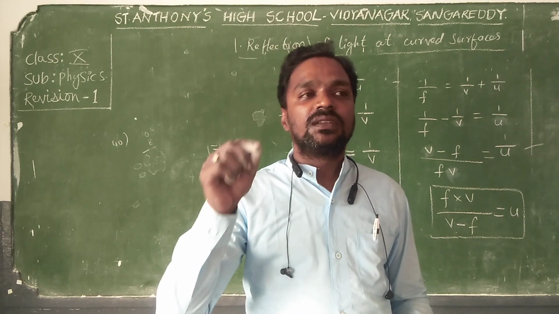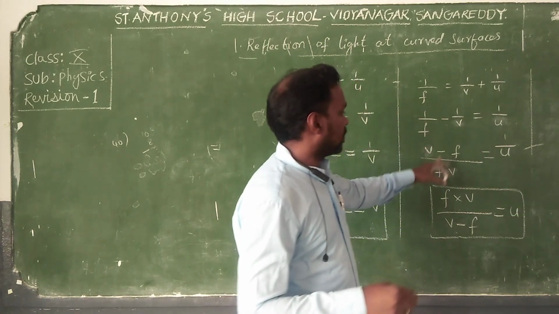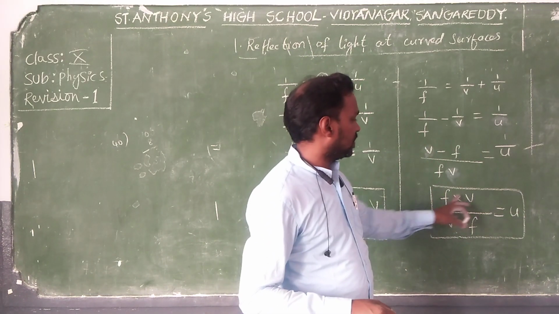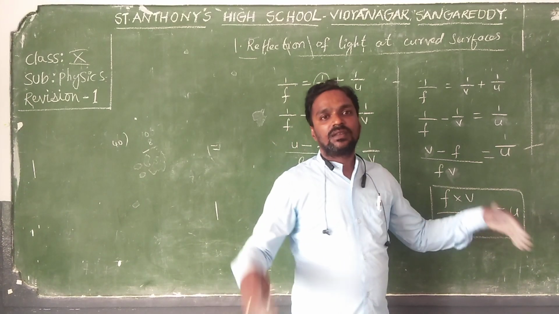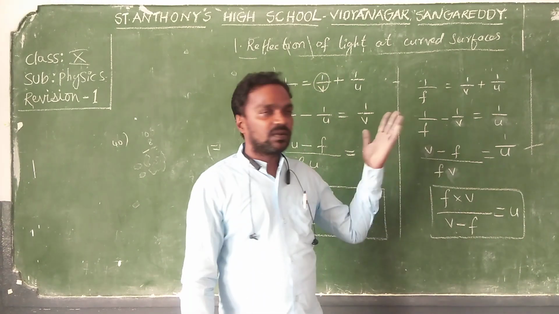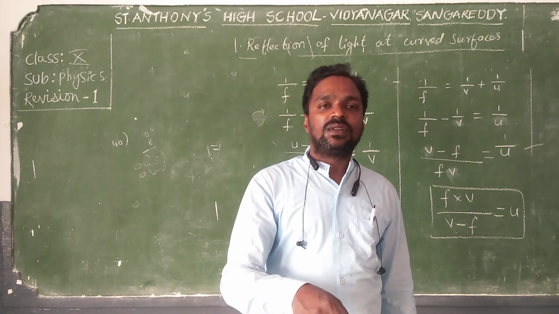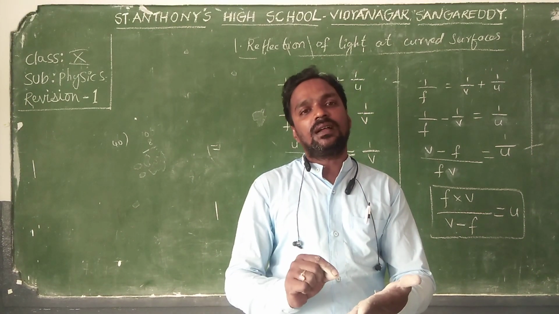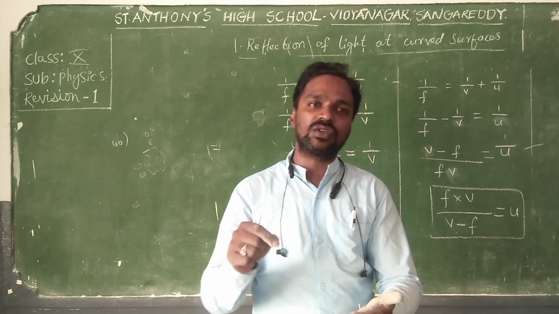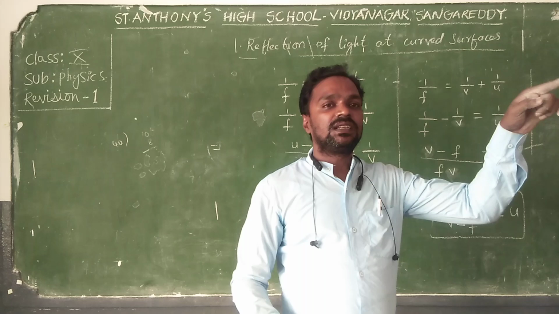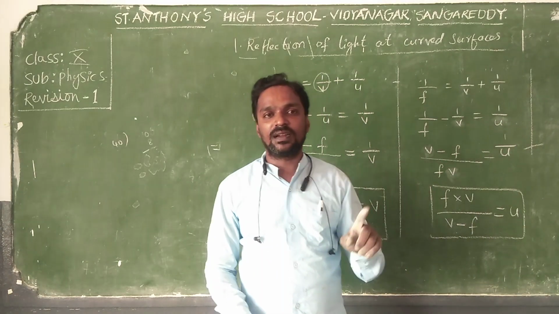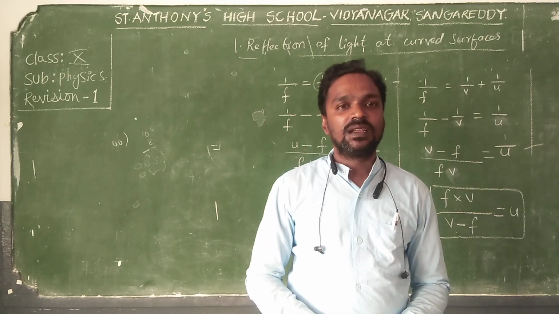Some questions will be there where you have to solve the problem. Suppose the v value is given and it is asking for the u value, that means the object distance. Then what will you do? Compulsorily you have to take a paper and write the values, substitute, simplify. Finally you get the answer. Then that answer will be seen in the options. Unless you do that, the answer will not be seen.